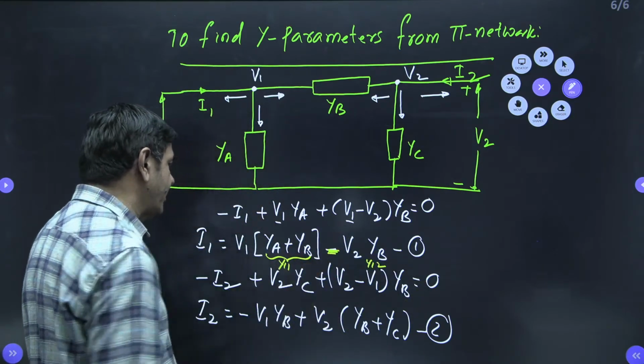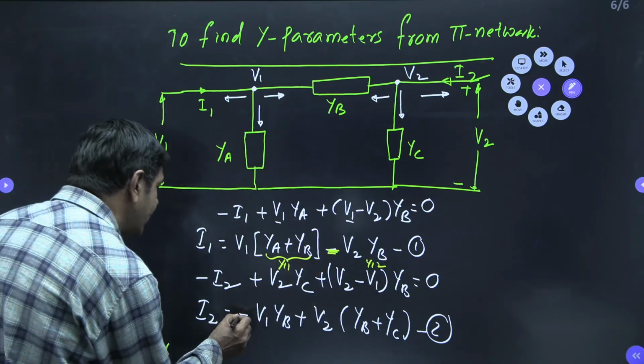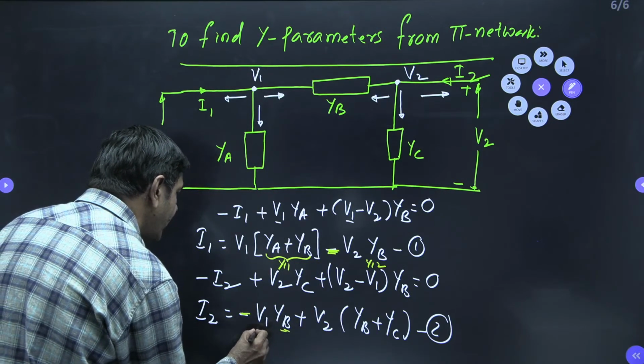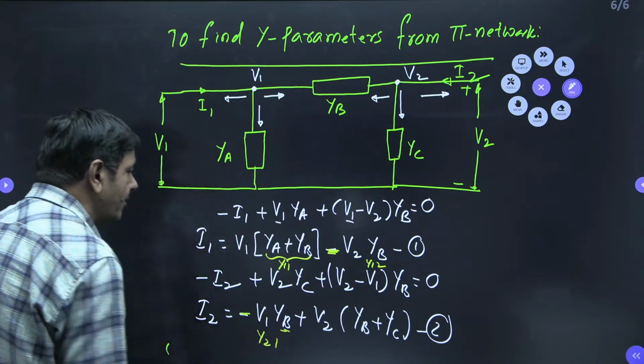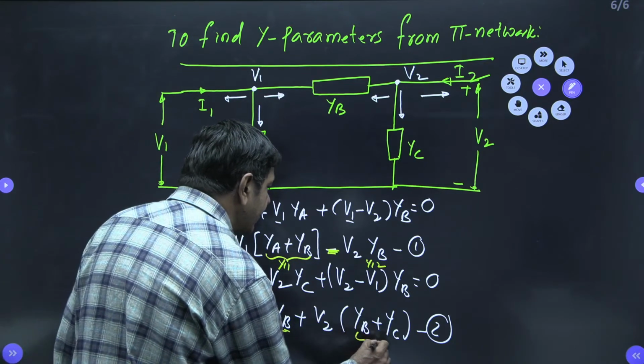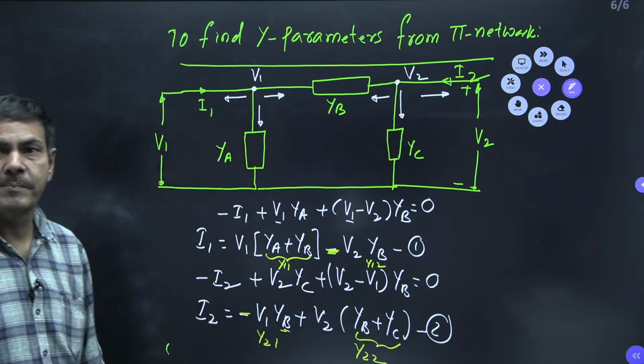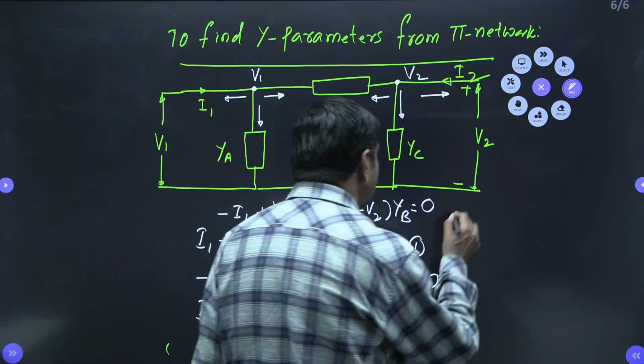And here I can say minus of YB is to be taken as Y21, I can put here now. YB plus YC can be taken as Y22 only now. Now directly you can get the Y parameters by using these two equations.